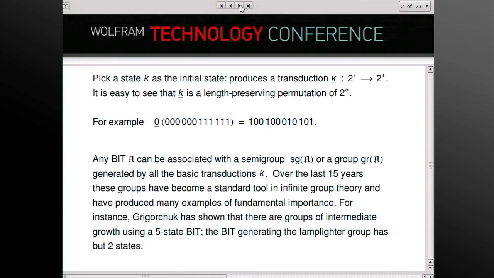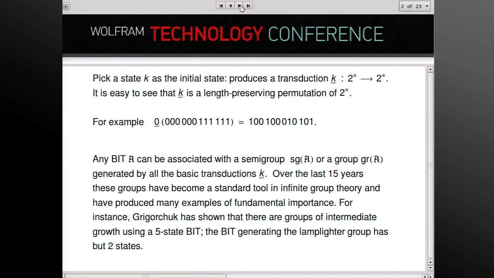And so if you look at this map on the set of all words, what you really have is a length-preserving permutation. So in a sense, it's a very, very simple map. However, and this I didn't notice when I first started looking at these guys, it turns out that the nature of these maps, these permutations on binary words, is actually quite complicated.